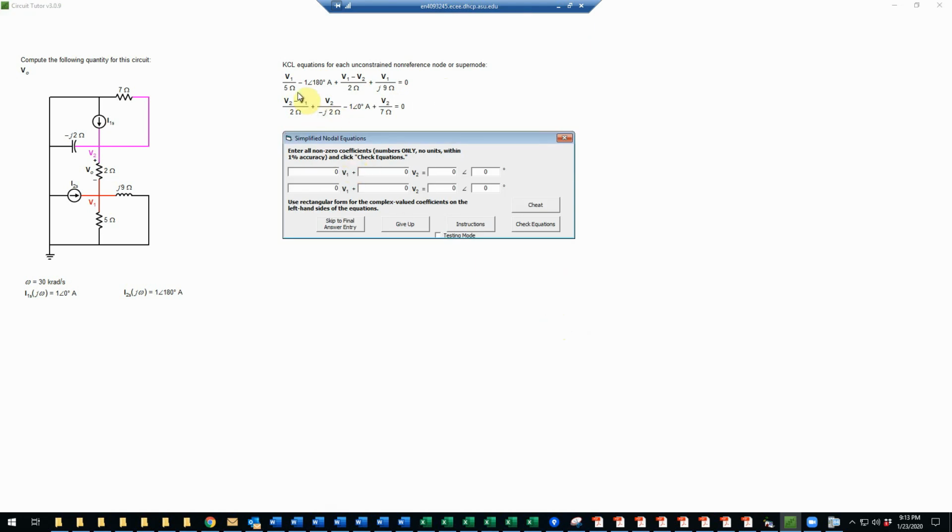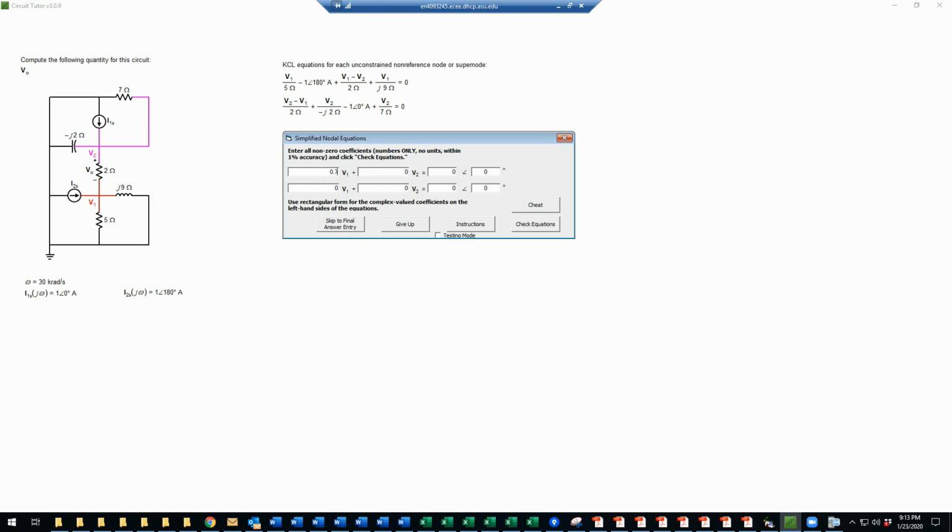Okay, so now we're going to look for the coefficients of each variable in this equation. So when we look for the first equation, for the coefficients of V1, we find 1/5, or 0.2, and then we find 1/2 added to that, and 0.5 and 0.2 then are 0.7. And then there's another term, but that will be imaginary because of the j. So I'm going to enter 0.7 first.